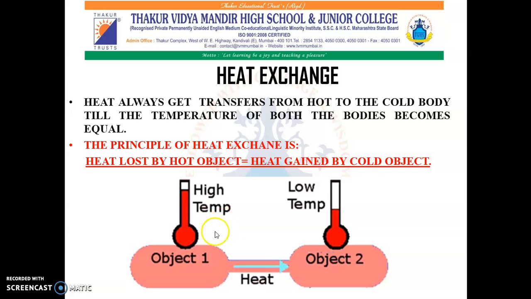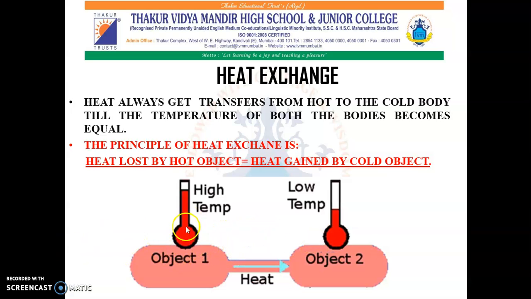If heat is exchanged between a hot and a cold object, the temperature of the cold object goes on increasing due to the gain of energy, and the temperature of the hot object goes on decreasing due to the loss of energy. The change in temperature continues till the temperature of both objects attains the same value. Heat always gets transferred from the hot to the cold body till the temperature of both bodies becomes equal.